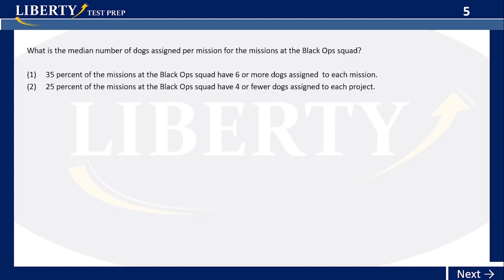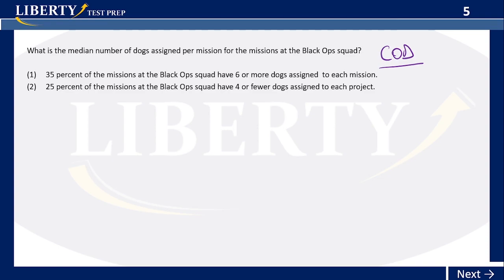All right, so this one's a nice one. I like this question a lot. It says, what is the median number of dogs assigned per mission for the missions at the Black Ops squad? Okay, for those of you who've played Call of Duty, then you would relate to this one, right?